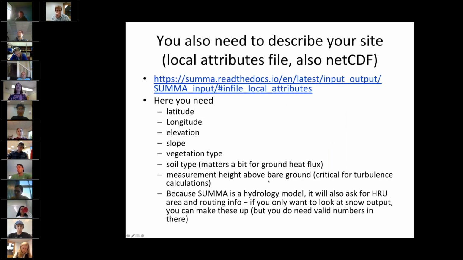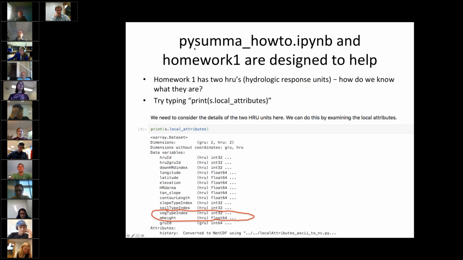Speaking of that height, the measurement height above bare ground, you define this not in your forcing file, but in what's called a local attributes file. It's also in NetCDF, and here's where you can look at it in the documentation for SUMMA, and we will talk you through how to look at that. So look at the PySUMMA how-to document as well as homework 1. These are designed to let you know what are the different knobs you can get set up and how to find out what's in them. We have everything ready to go. We want you to be able to look at it and open it.